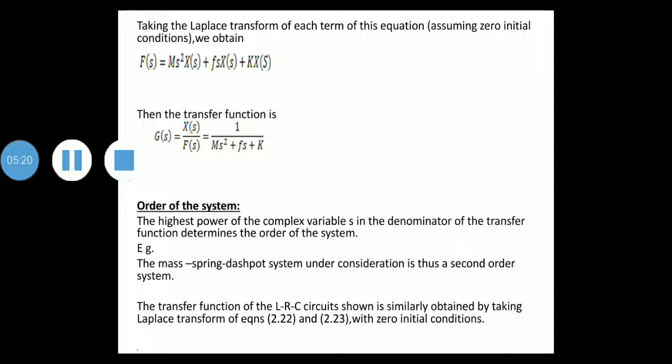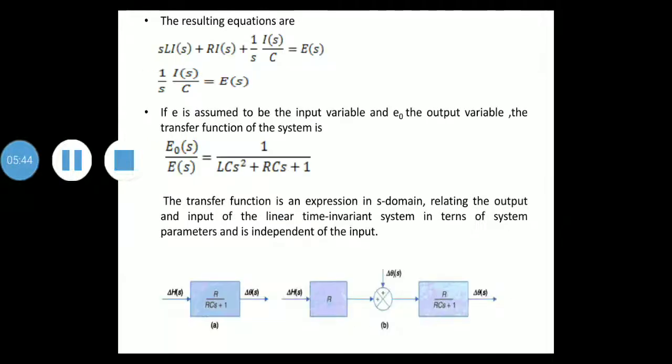Next, we have studied electrical circuits, and we have seen the equation of that electrical circuit. From equations 2.22 and 2.23, the transfer function of the LRC circuit shown is similarly obtained by taking Laplace transform of equations 2.22 and 2.23 with zero initial condition. The resulting equations are sL I(s) plus R I(s) plus 1 by s, I(s) by C equal to E(s). So 1 by s, I(s) by C is equal to E0(s).